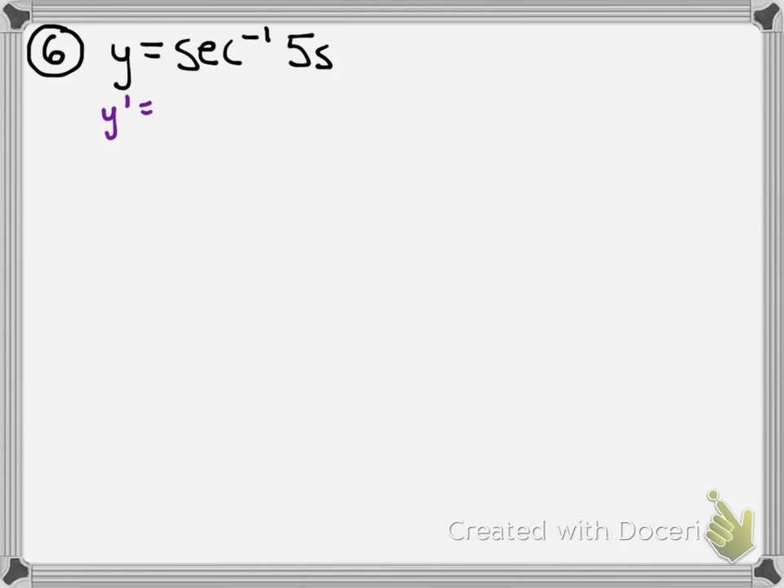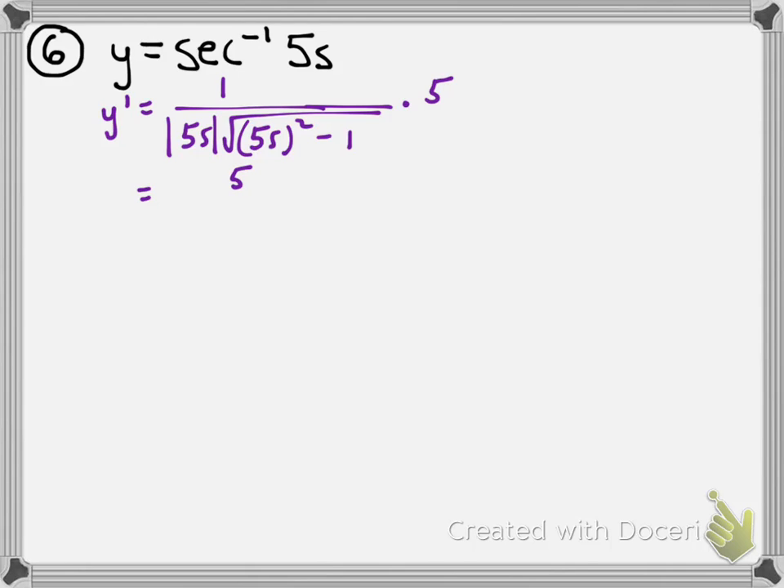Secant inverse of 5s, or inverse secant of 5s. So the derivative of the inverse secant is 1 over the absolute value of 5s multiplied by the square root of 5s, quantity squared, minus 1, times the derivative of 5s, which is 5. And so we could cancel the 5 and the 5. Let's go ahead and do that.